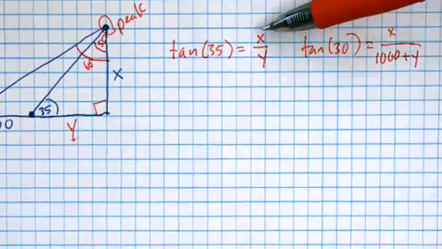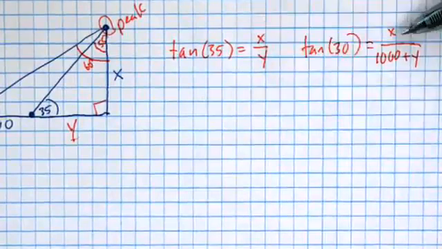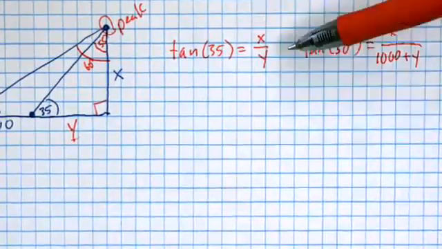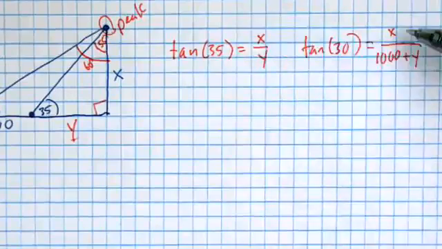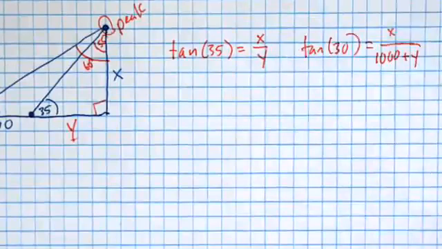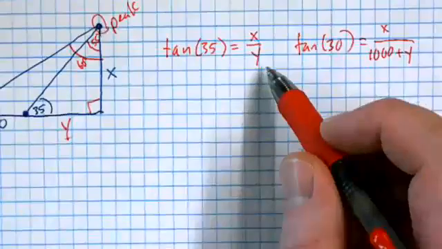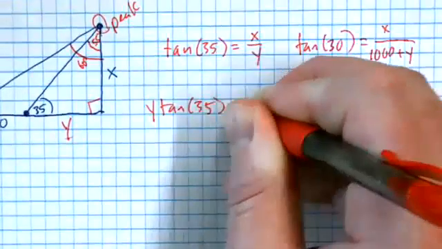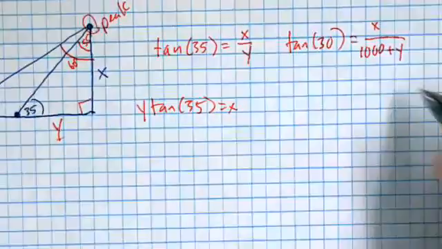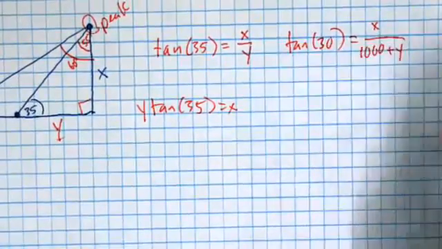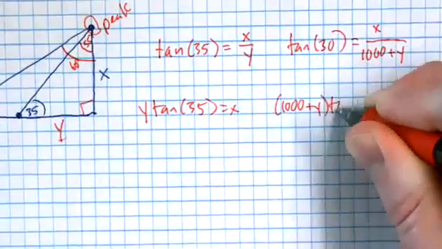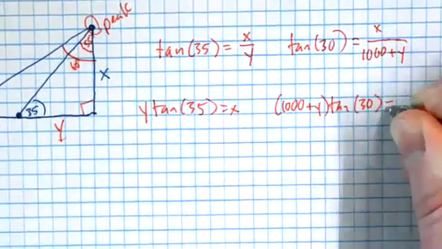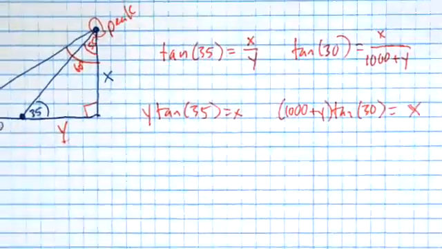That would be pretty easy to do. I could clear these fractions. So let's clear the fractions, and then both equations are going to end up equaling x, and then maybe we could stick them together. So that's what I did next. If I cleared fractions, I'd multiply on both sides by y here. We get y tan 35 equal to x. And if I clear fractions here, I'd multiply both sides by 1,000 plus y. So (1,000 plus y) tan 30 equals also x would be all left over if I cleared that fraction.